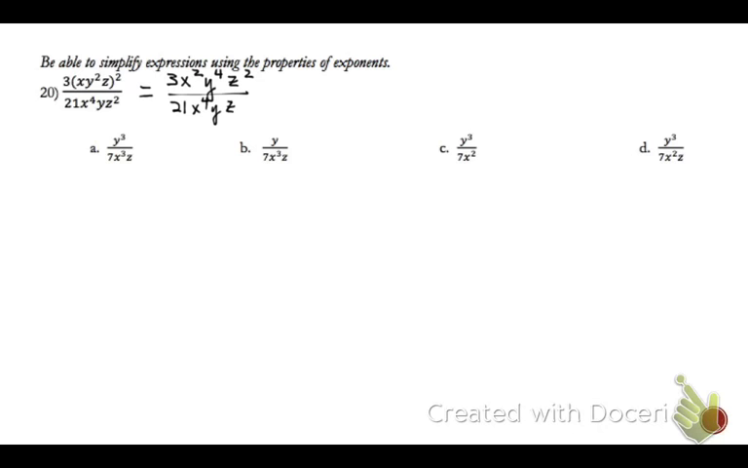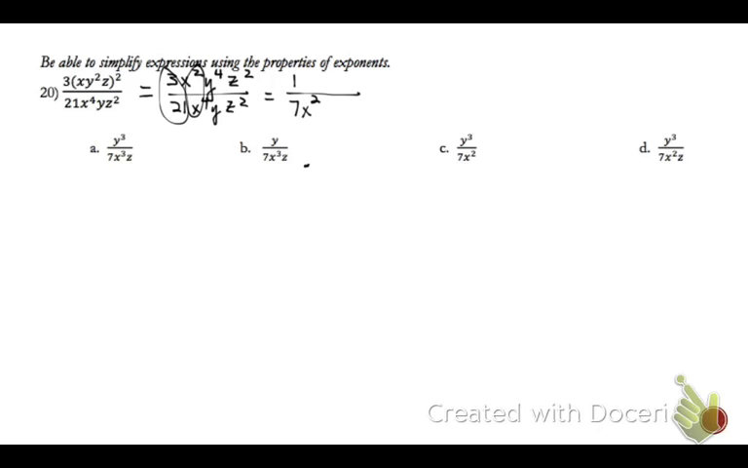Now when I simplify this, I'm going to take each part separately. So I look at 3/21, and I just reduce that fraction, which will be 1/7. And then I look at my x's. I'm going to subtract those exponents, so the bigger minus the smaller. 4 minus 2 will be 2. And then wherever my bigger exponent started, that's where my term ends up.